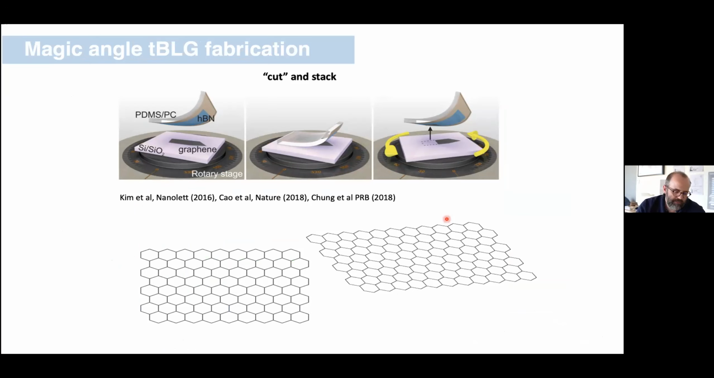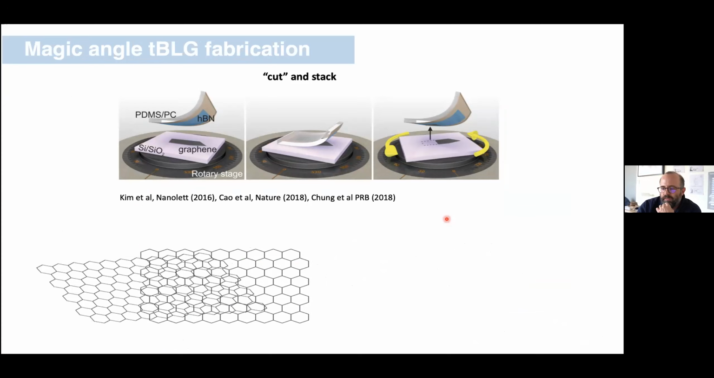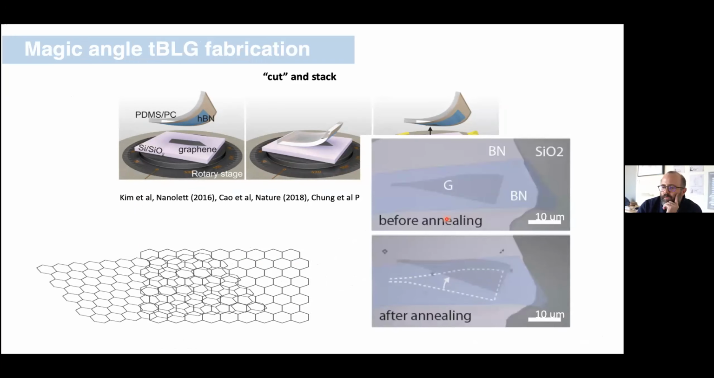Then I rotate it by some amount. Let's rotate it by the magic angle, and I place it on the other half. And when I do so, I can make a device that I nominally impart a twist angle of say 1.1 degrees. Okay, but as I said, at the interface, these things can migrate away from this angle.